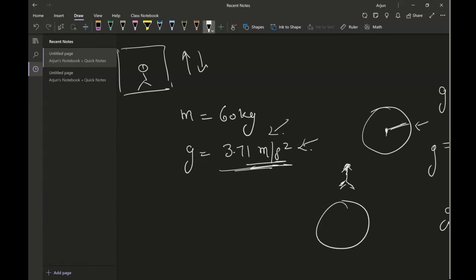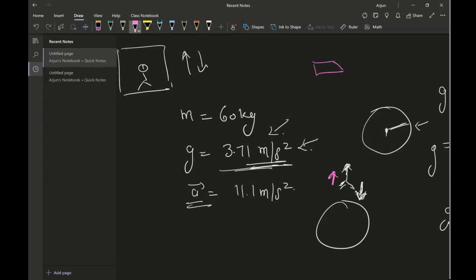All right, and it's slowing down with an acceleration of 11.1 meters per second squared. It's slowing down because it's trying to land. So this acceleration value will be in which direction? Acceleration will be in the opposite direction. So this acceleration is opposite.